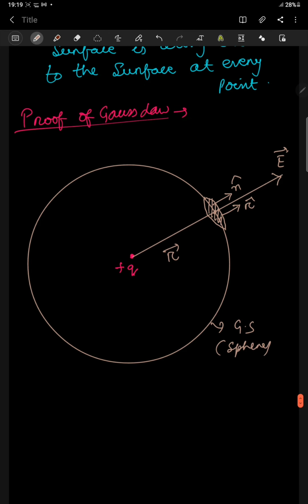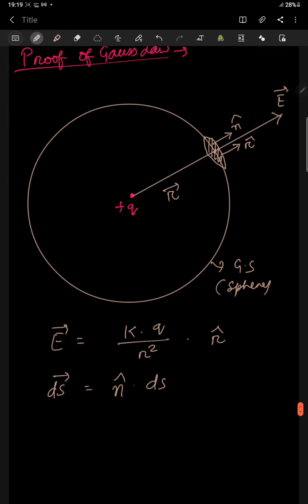Once you have understood the diagram, we can calculate the electric field. What will be the electric field here? K into Q divided by R square into R cap. R cap tells me the direction. Then what is the area vector? ds vector will be how much? The direction is n cap and the magnitude is ds. Okay, then how to calculate the flux? I have taken a very small area. So for this small area, what will be the small amount of flux? D phi E will be the flux. E stands for electric flux. It will be equal to E vector dot ds vector.